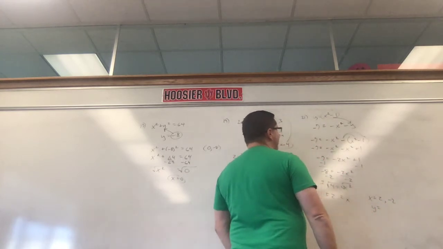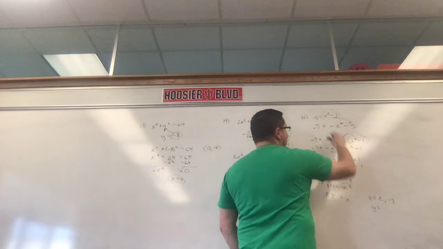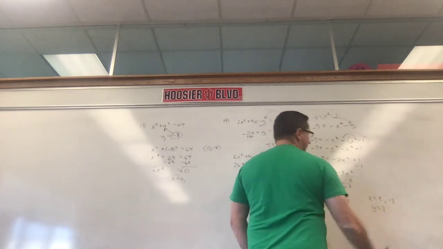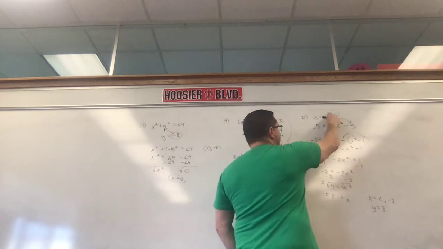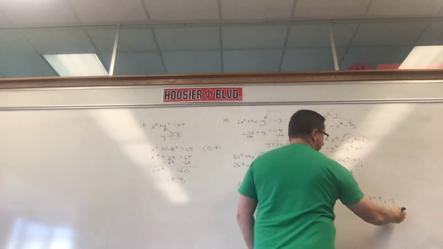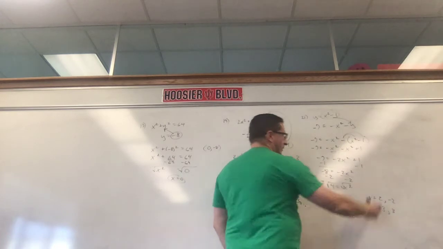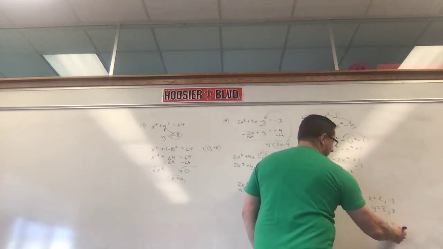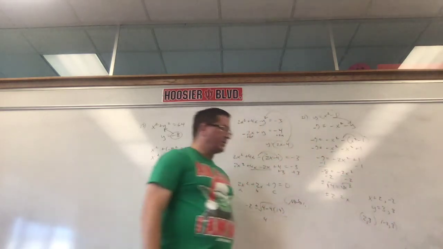So I'm going to plug into the top equation. If I plug in 2, 2 squared is 4, minus 1 is 3. Plug in negative 2. Negative 2 squared is 4, minus 1 is 3. So we have (2, 3) and (negative 2, 3). Those are our two answers, (2, 3) and (negative 2, 3).